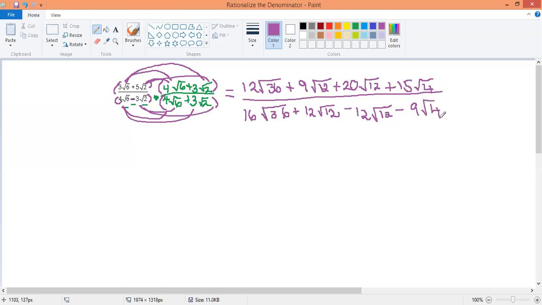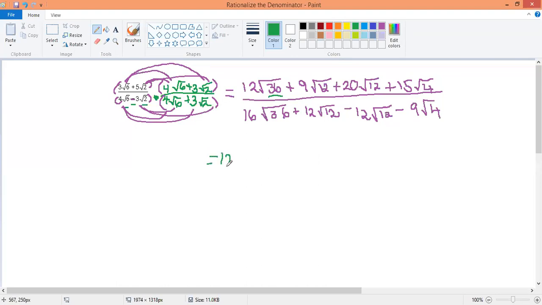After you do that, this is when the magic comes. This is what I like to call magic, because you're going to see how when you have perfect squares, things simplify, and that's how you end up with a rational denominator. So let's go ahead and do the numerator first. So I know that the square root of 6 times the square root of 6 is 6.